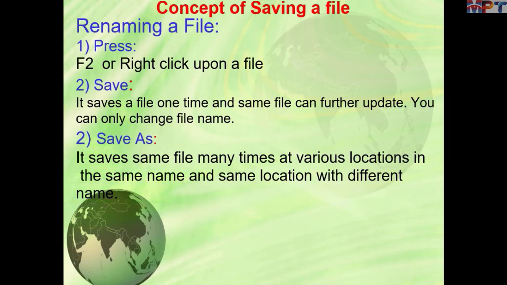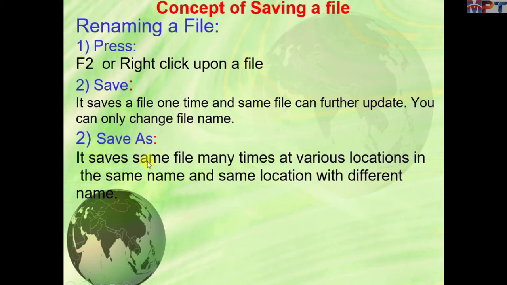renaming a file, which is also most important in MS Word. Concept of saving a file. F2 or right click upon a file and rename it. What is the meaning of save and save as, and what's the difference? Okay, save saves a file one time and the saved file can be further updated. You can only change the file name.